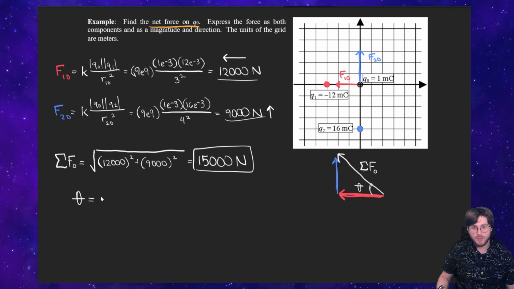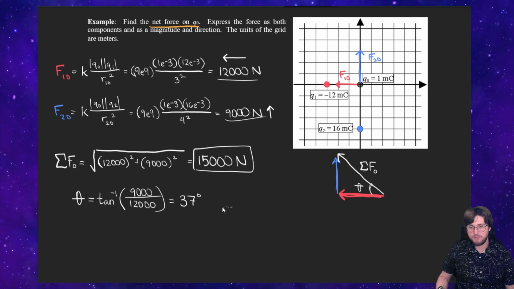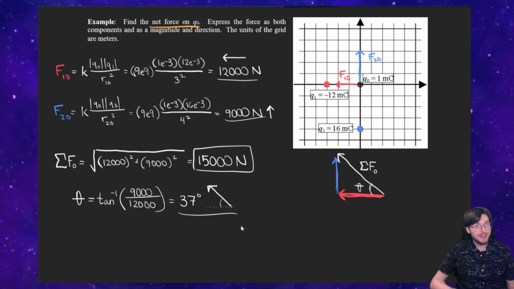So over here, angle, I'd say we have the components, so might as well use inverse tangent. So inverse tangent of opposite over adjacent is going to be the opposite side, 9,000, divided by the adjacent side, which is 12,000. Just going to amount to about 37 degrees above the negative x-axis. So usually I just like to draw a little thing like that to be extra sure. All right. And that's basically it.